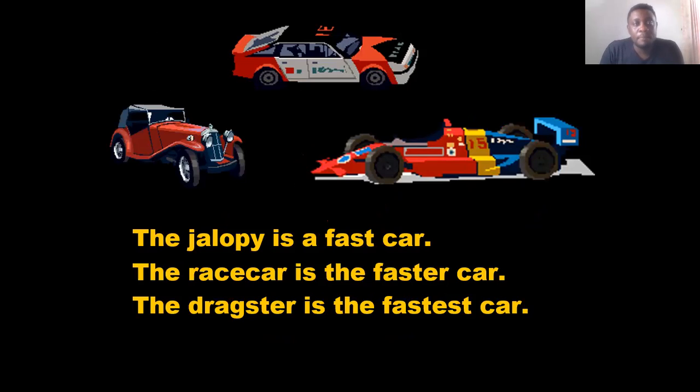So another example, the jalopy is a fast car, right? But the race car is faster than the jalopy. The dragster is the fastest car. Fast, faster, fastest. So fast in Thai is Leo, faster, Leo. Fastest, I think it's Leo Tisu, yeah.